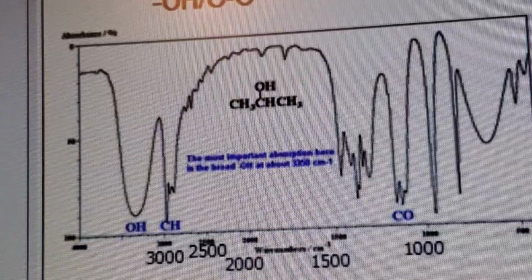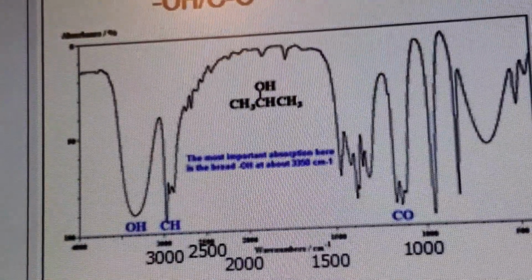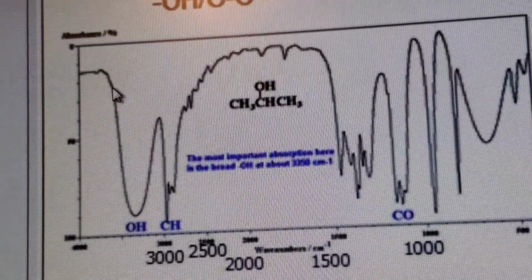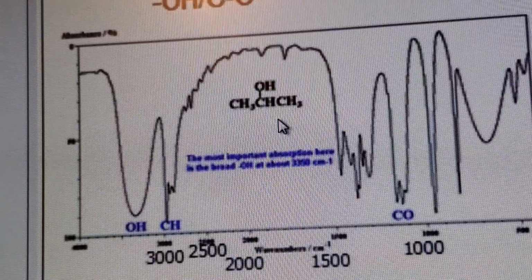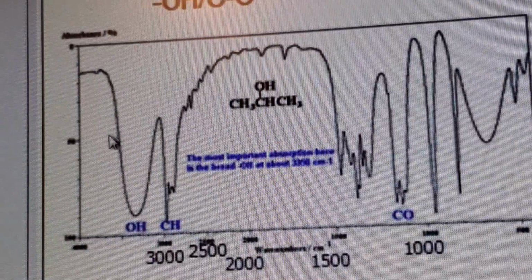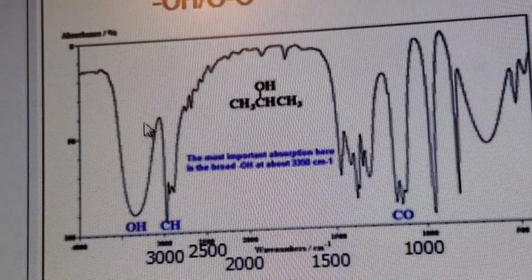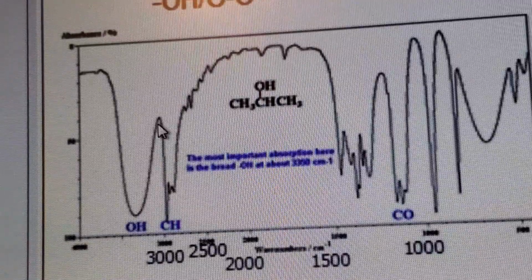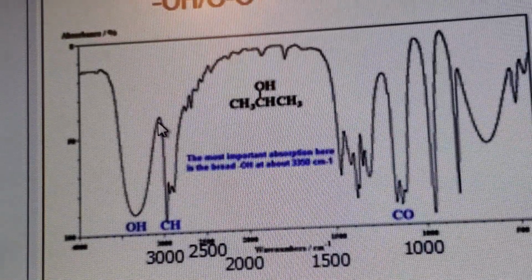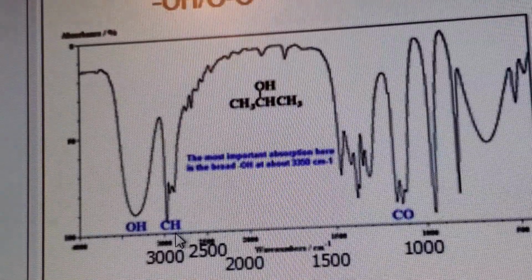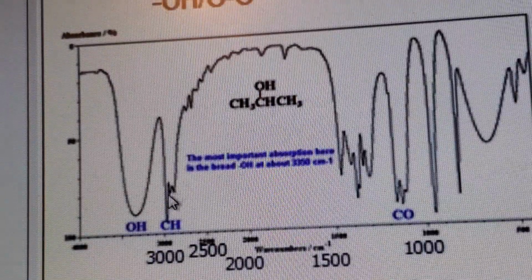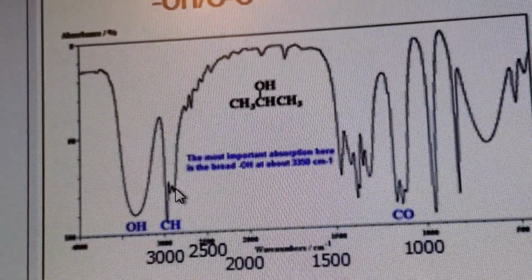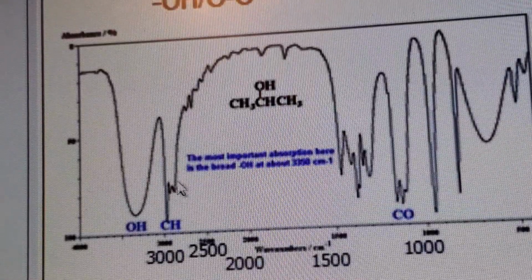Okay, let's look at the different functional groups. If you have isopropanol, this is what you expect. The OH is over 3000, broad and very tall, intense absorption. Then the CH around 3000, but they're all below 3000. So you can suppose that to be sp3 carbon-hydrogen alkane peaks.